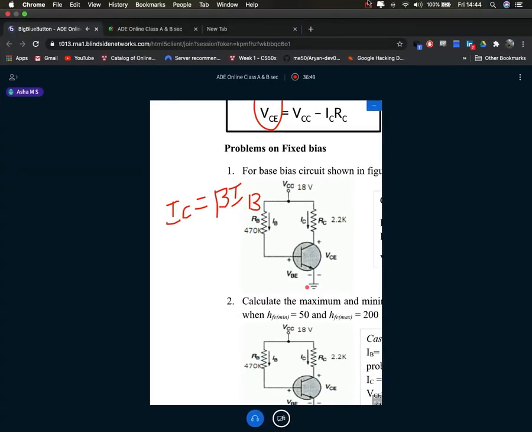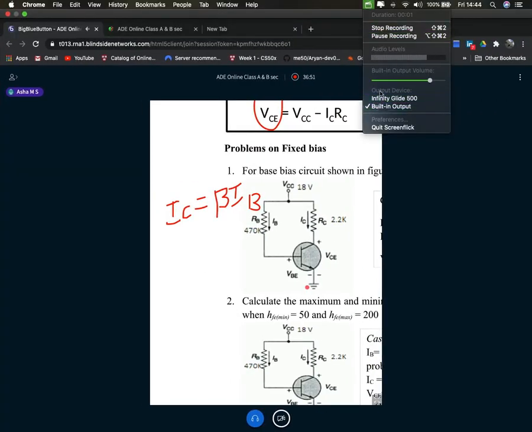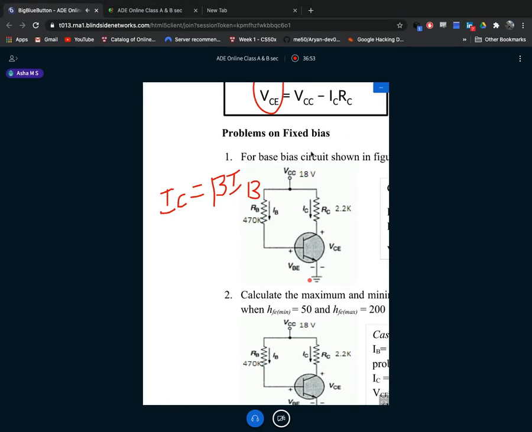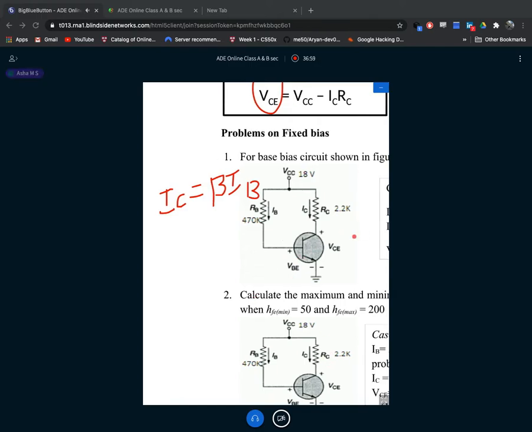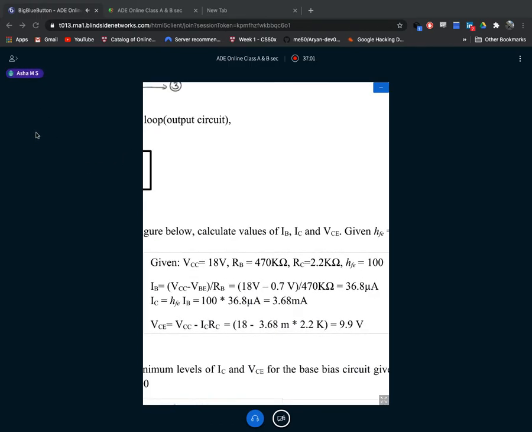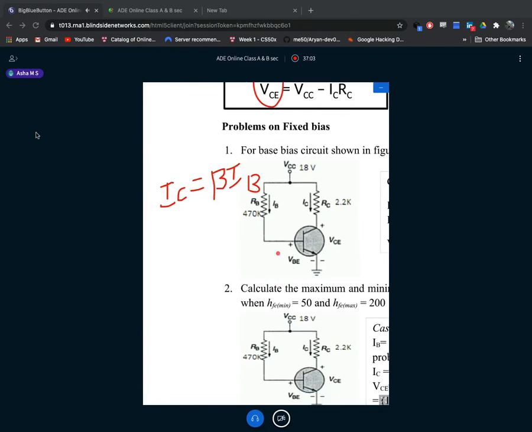If you calculate this, it is IB. So how many of you calculated IB? Nobody is typing. Why? Are you thinking that I am wasting my time here?